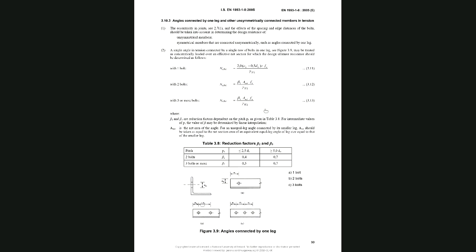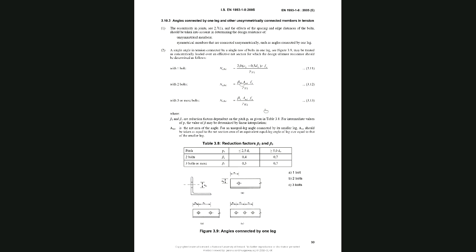If this value is greater than 5 times the hole diameter, so in my example with a hole diameter of 20, greater than 5 times 20, that's greater than 100, we use 0.7. And if this distance is somewhere between these two values, between 50 and 100 in my example, then we interpolate between those two. For example, if P1 is 3.75 times d0, it would be halfway between those two, 0.55. Then we put the beta 2 value in there.